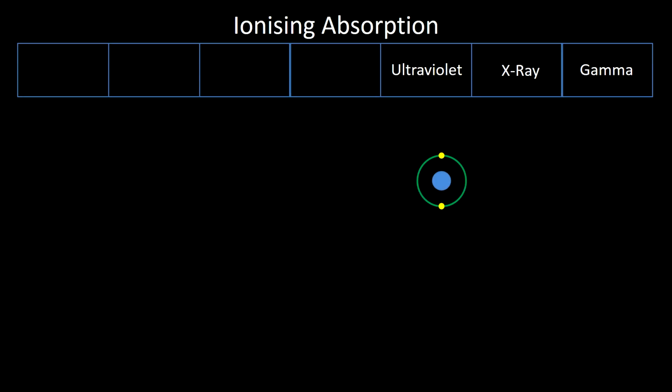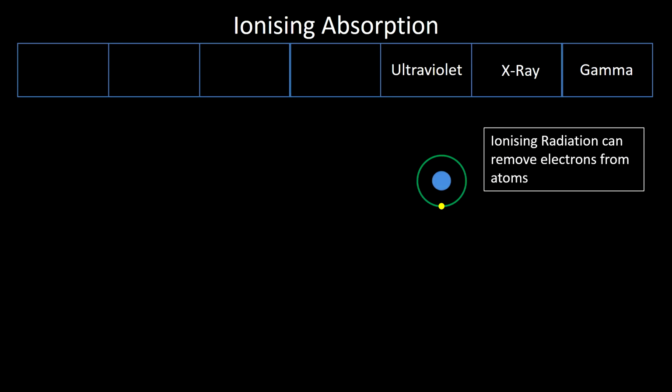So the two things that ionising radiation can do: first of all, it can remove electrons from atoms. Here we've got a nucleus in blue and electrons in yellow, and the photon comes in and knocks the electron off, and that's ionisation.